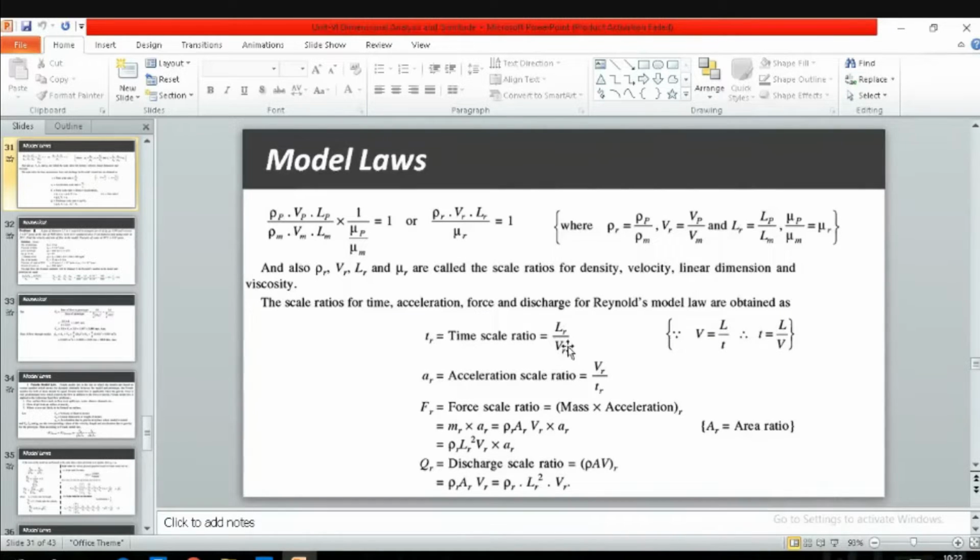Therefore, time ratio equals length ratio upon velocity ratio. Similarly, acceleration ratio is velocity upon time, so VR upon TR. Similarly, force ratio is mass into acceleration, so it is rho r LR square VR into AR. And discharge is rho AV, so discharge ratio is density ratio into area ratio into velocity ratio.